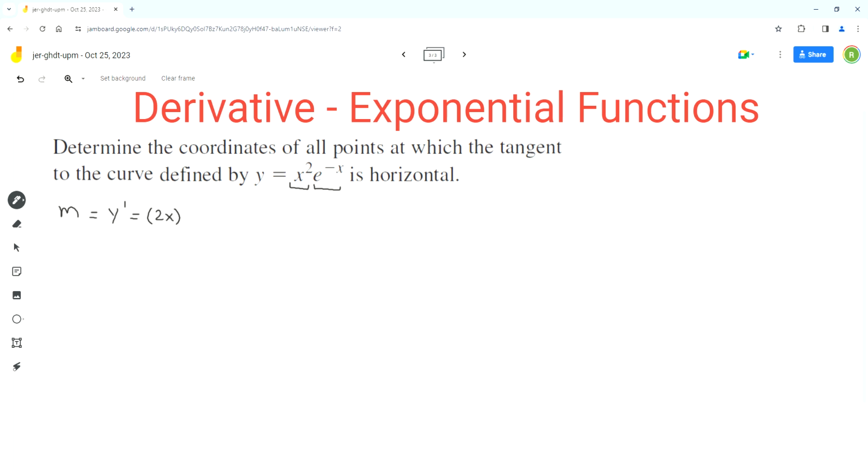times the second term, plus the first term x squared times the derivative of the second term e to the power negative x. So its derivative will be the e term as it is given times the derivative of the exponent. Now the exponent of e is negative x, so its derivative will be negative 1.